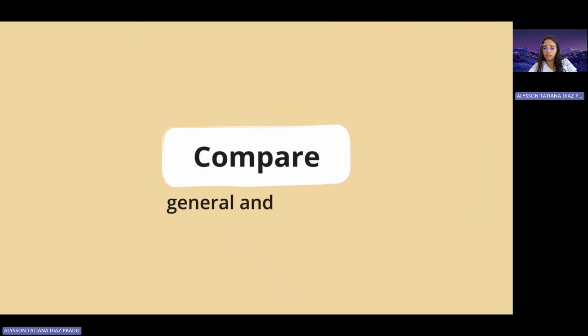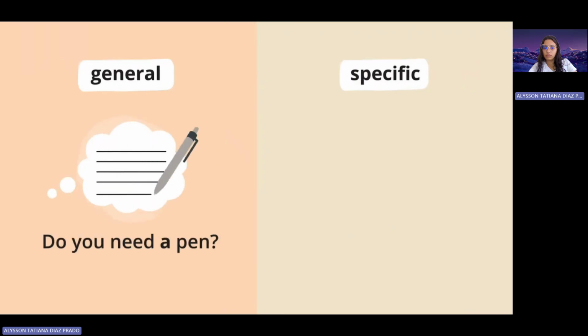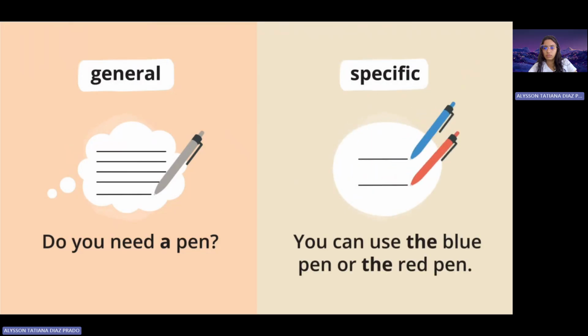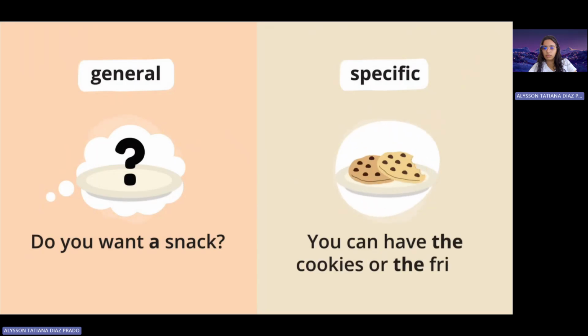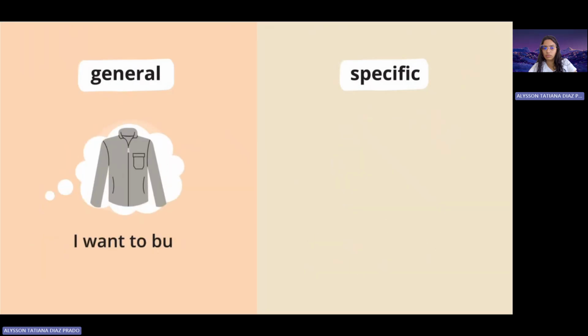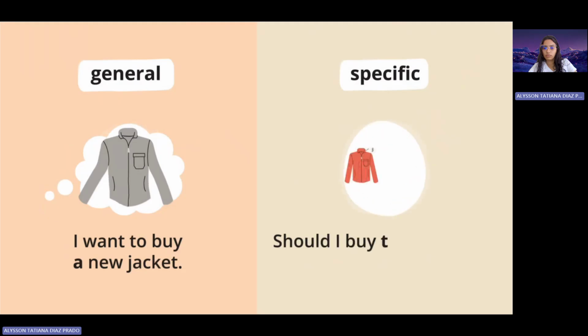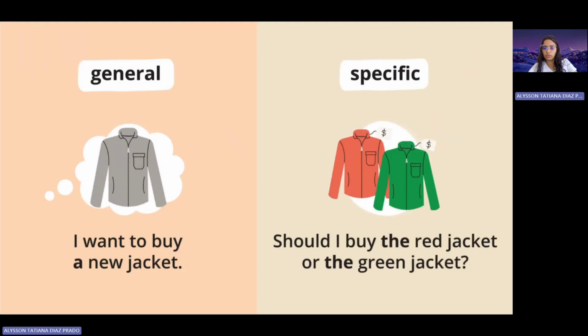Let's compare general and specific articles and nouns. Do you need a pen? You can use the blue pen or the red pen. Do you want a snack? You can have the cookies or the fries. I want to buy a new jacket. Should I buy the red jacket or the green jacket?